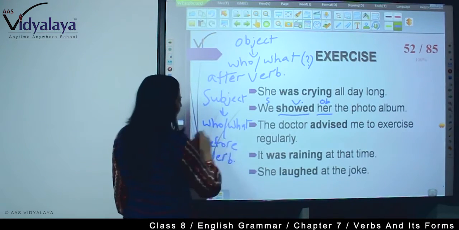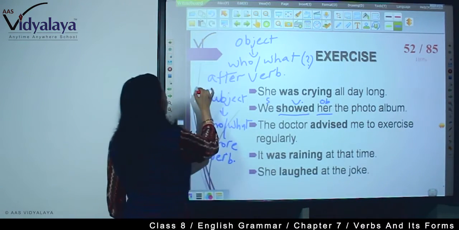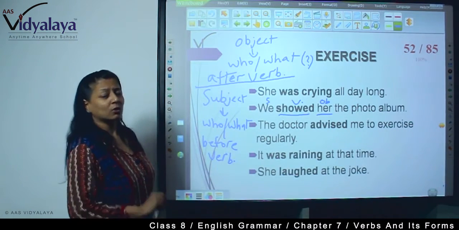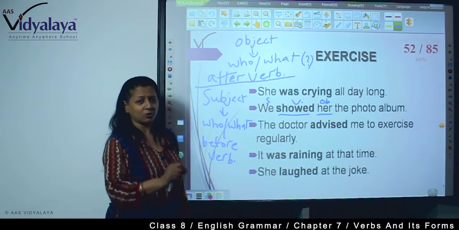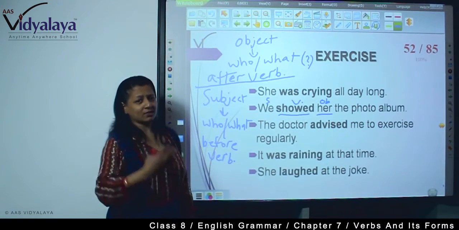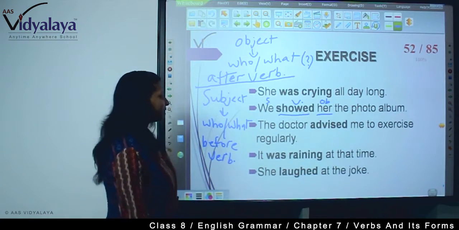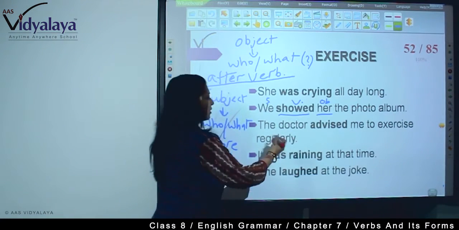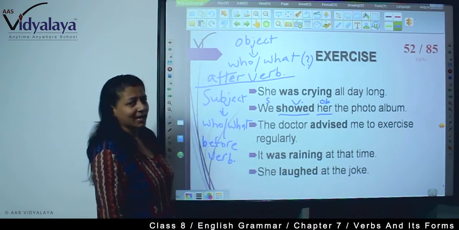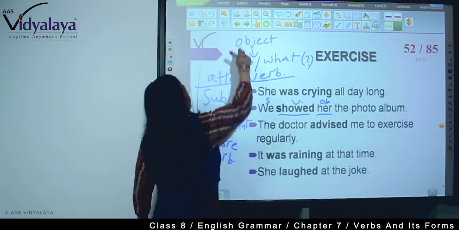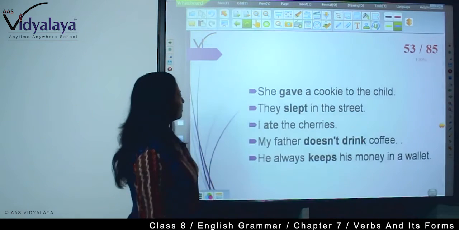So, in this way you get your subject, in this way you get your object. Understood now? So, it becomes very easy for you to find out what is transitive and what is intransitive. It was raining at that time. It was raining. Raining is the verb. Are you getting any who, what after that? No. She laughed at the joke. Right? Now this, laughed at, is a phrasal verb.